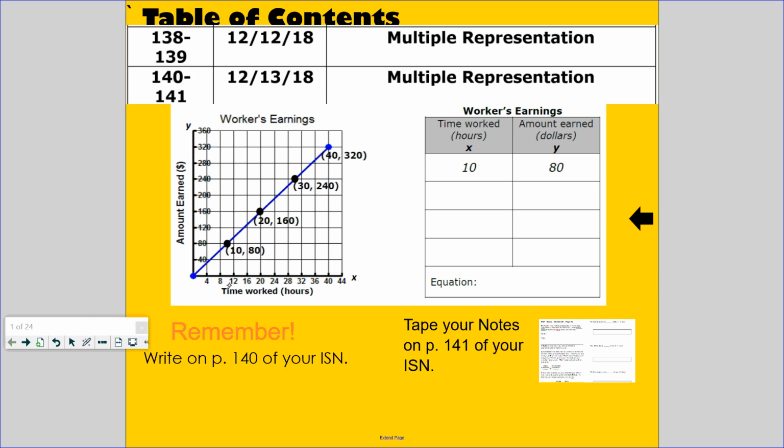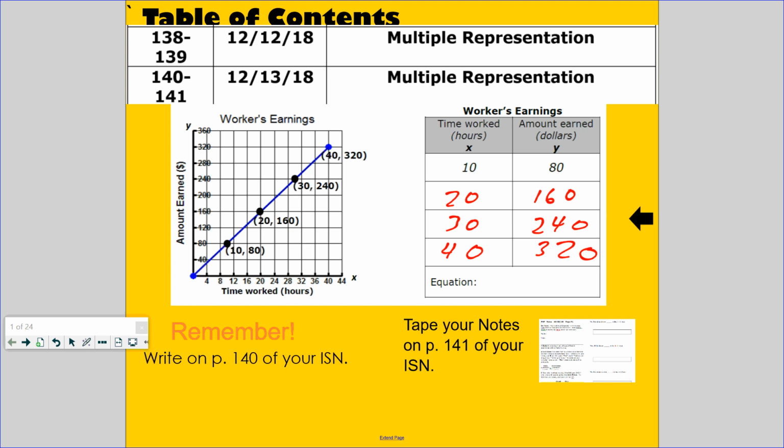So if he worked 10 hours, he will make $80. If he worked 20 hours, he will earn $160. If he works for 30 hours, he will earn $240. If he works for 40 hours, he will earn $320.